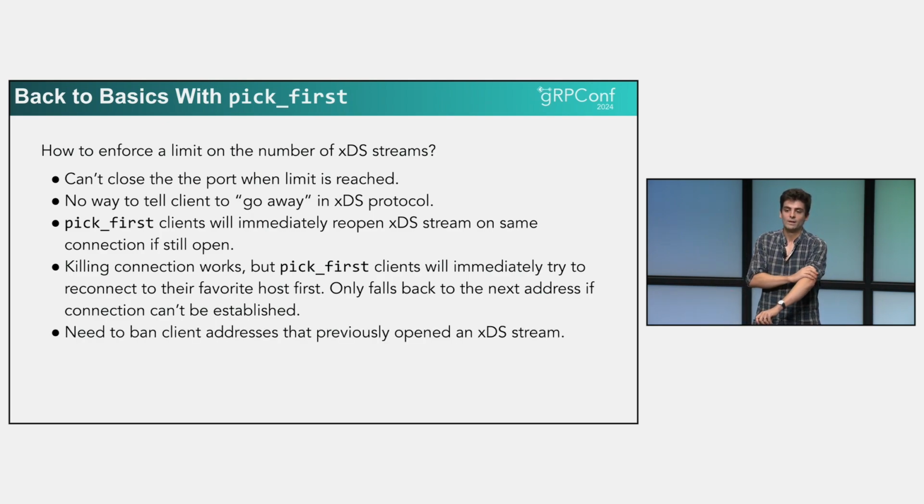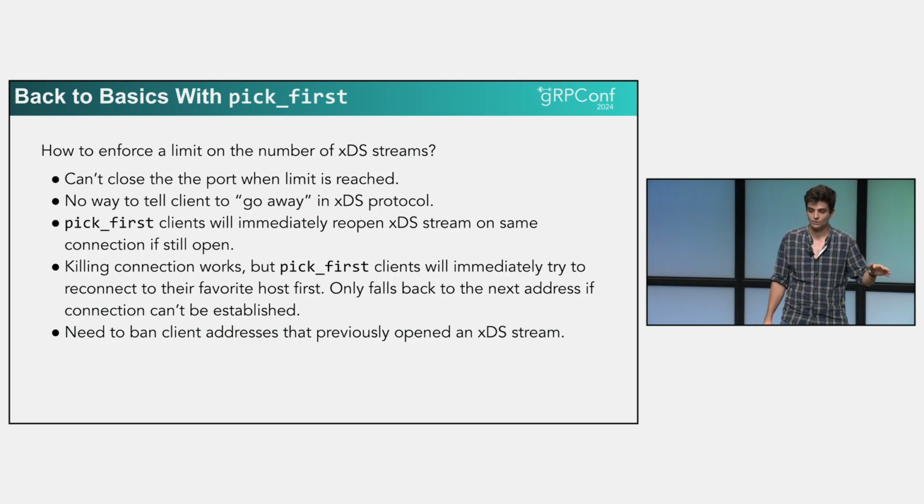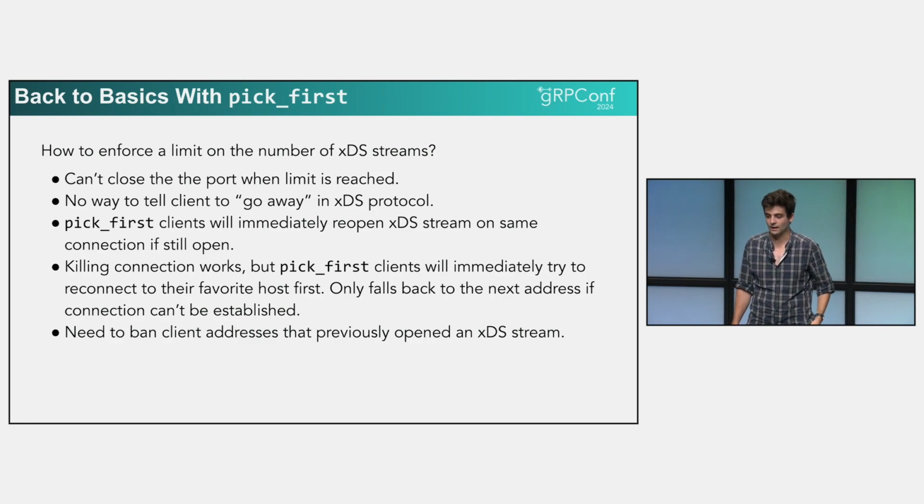What we ended up having to do is, anytime a client tries to connect and sets up an xDS stream, we kill the connection, store that client's address in a ban list, and essentially say, if that client tries to reconnect again, we kill the connection immediately. What that means for the pick first client is that it will recognize that a connection is bad if it can't do anything meaningful, like open the TLS connection, et cetera. So as long as that happens early enough, we're actually good to go.